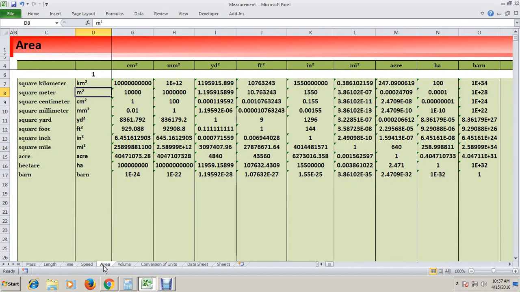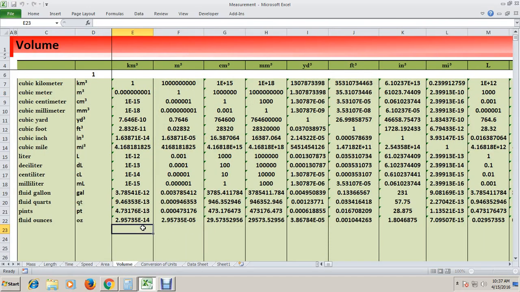Okay, so common units for area. Common units of area that we usually encounter in industrial purposes or common usage. We have the following: square miles, square meters, square kilometers, the acre, the hectare, and so on. Common units for volume. We have the cubic millimeters, cubic centimeters, cubic meters, cubic foot, the liters, the milliliters, gallon, the quarts, the pints, and the ounces.